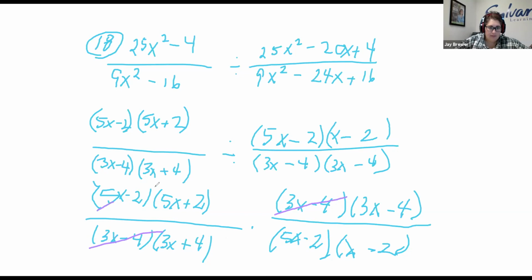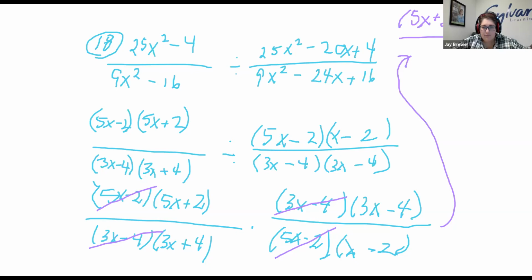We also have a 5x -2 and a 5x -2. And then all we're going to do is bring the rest of that together. So you're going to end up with 5x + 2 times 3x -4 on top. And then on the bottom, you'll have 3x + 4 and x -2. Right, that is your solution.